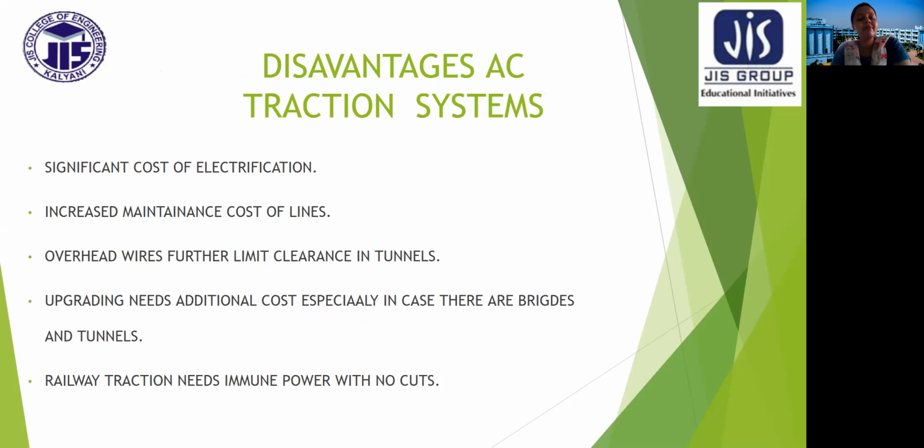Now, what are the disadvantages? Significant cost of electrification. Why? Because there is a requirement of another conductor line. Increased maintenance cost of lines. Overhead wires further limit clearance in tunnels. Upgrading needs additional cost, especially where there are bridges and tunnels, and railway traction needs immune power with no cuts. So these are some disadvantages of the AC traction system.